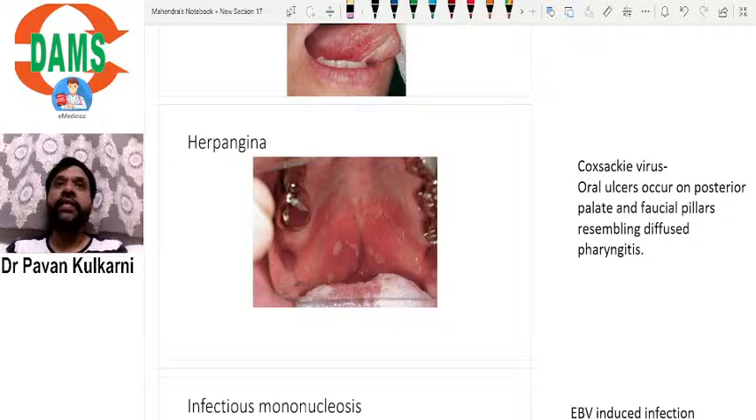So these vesicles which are seen on the posterior palate, they will rupture to form ulcers, and because of these ulcers, the patient complains of what looks like pharyngitis. Actually, it is not pharyngitis, it is a Coxsackie virus infection, but it looks as if it is pharyngitis. Okay, that's the uniqueness of herpangina. So from this image, what we are supposed to learn is herpangina will have vesicles on the posterior part of the oral cavity. Anterior part is normal.